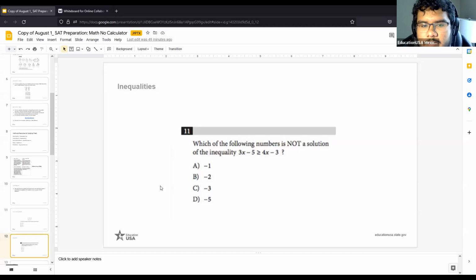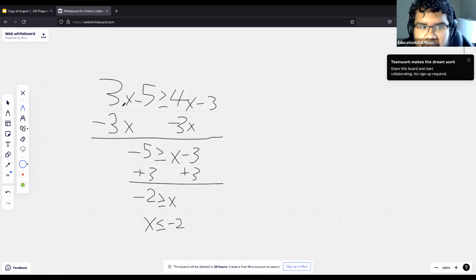Now, when we look at the problem, we see -2, -3, and -5 are all correct. They can all be used for x in this inequality, and it will be correct. But -1 is not less than or equal to -2, which means it's not a solution of the inequality. If you try to substitute it in here, the result would be incorrect.